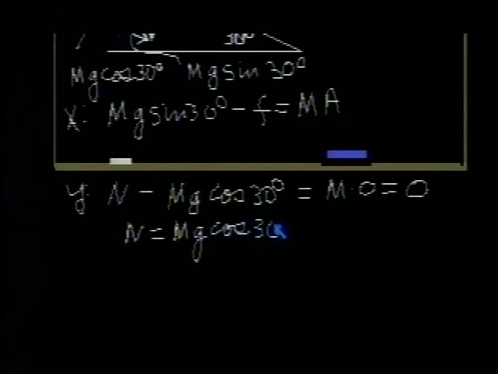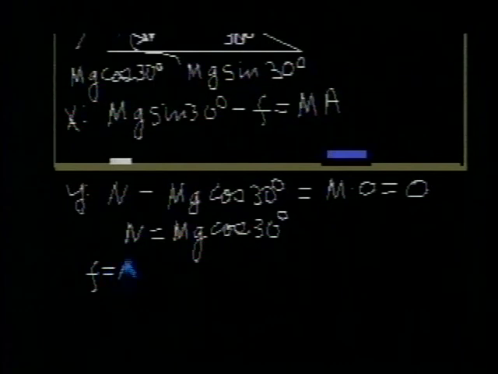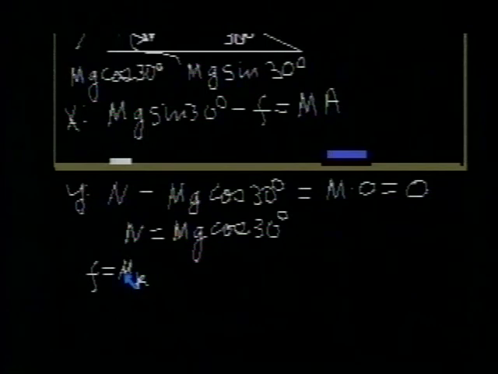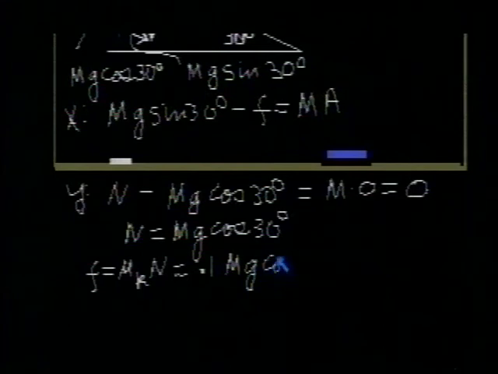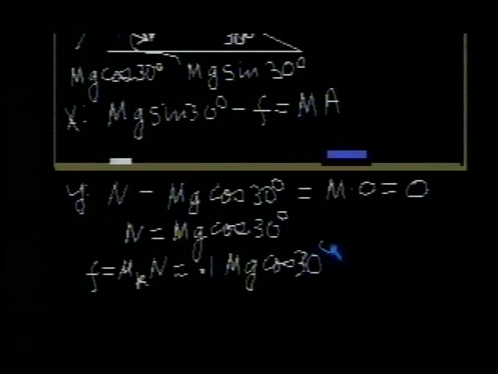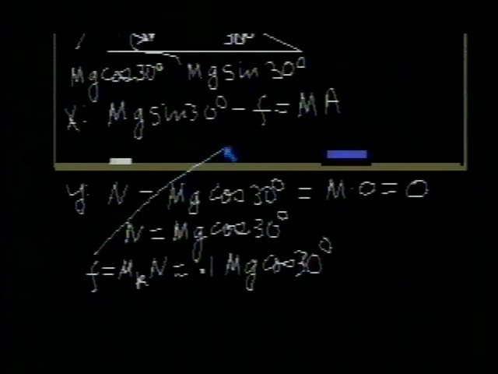We also have a relationship between f and n. The frictional force is the coefficient mu times the normal force. That coefficient was 0.1, so I can write that the frictional force is 0.1 mg cosine of 30 degrees. We want to take this expression for the frictional force and substitute it into this equation.